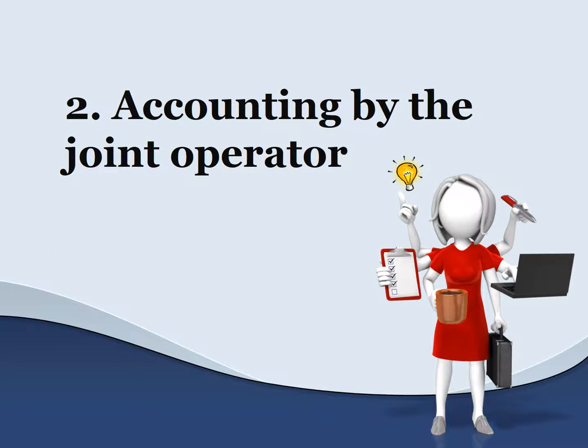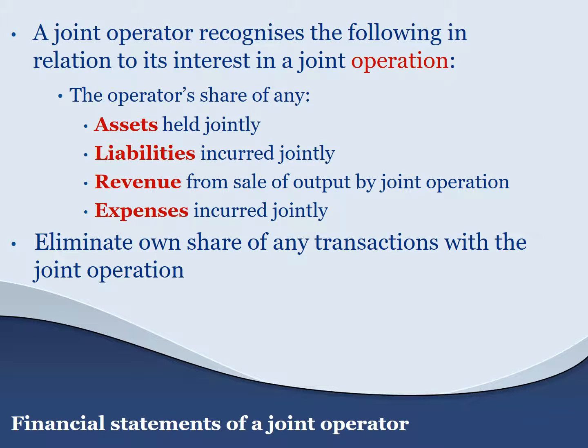Moving on to the second area of decisions made by the IFRIC with respect to joint arrangements, which had to do with the accounting to be applied by the joint operator. IFRS 11 basically says that a joint operator recognizes the following in relation to its interests in a joint operation: the operator's share of any assets that are held jointly, liabilities that are incurred jointly, revenue from sale of output by the joint operation, and expenses incurred jointly.